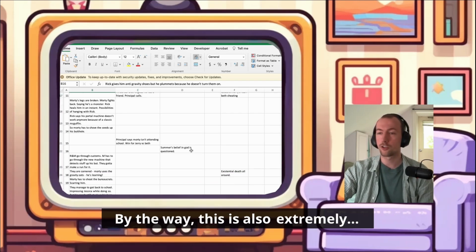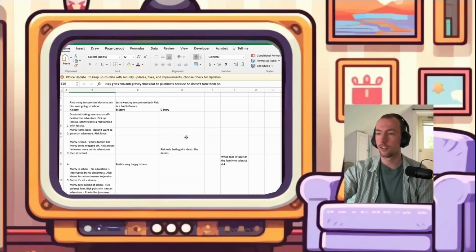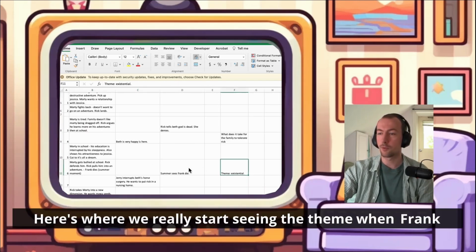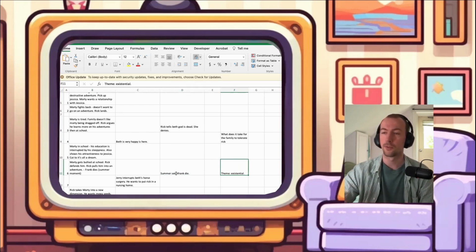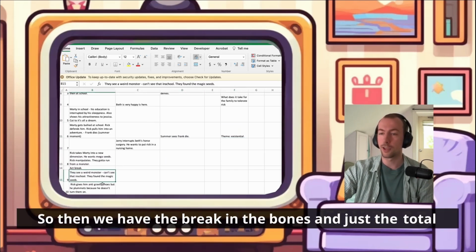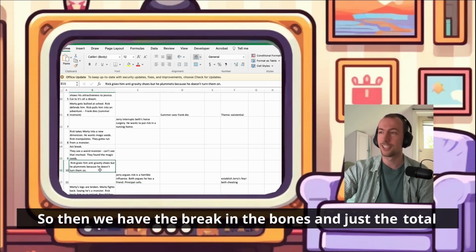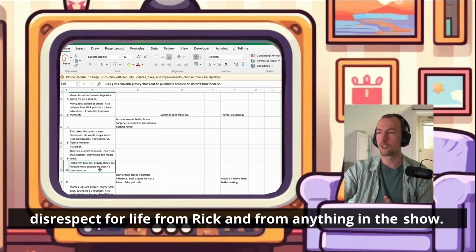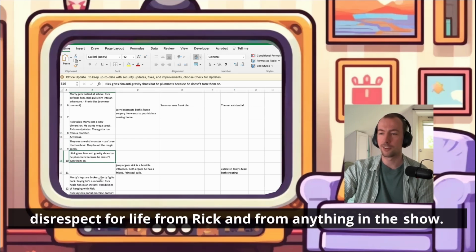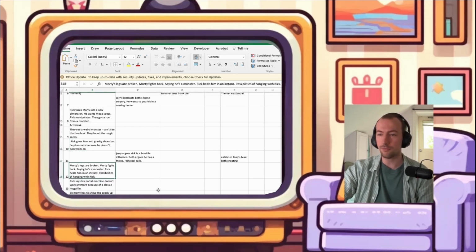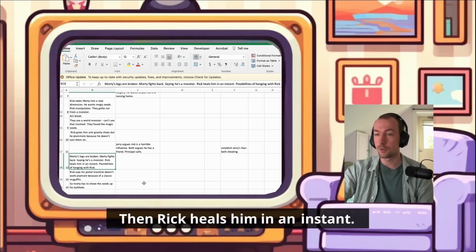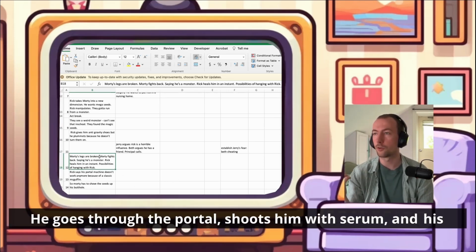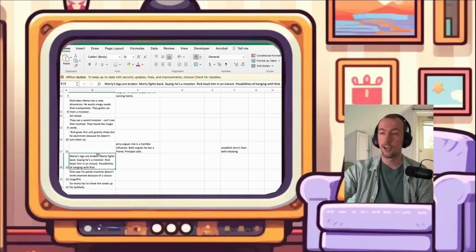By the way, here's where we really start seeing the theme when Frank dies, this existentialism that fuels Rick and Morty, right? And then it just never lets up. So then we have the break in the bones, and just the total disrespect for life from Rick and from anything in the show. Then Rick heals him in an instant. He goes through the portal, shoots him with serum, and his legs are healed instantly.